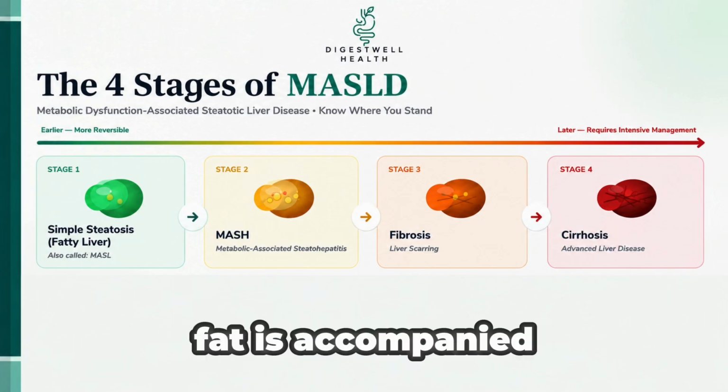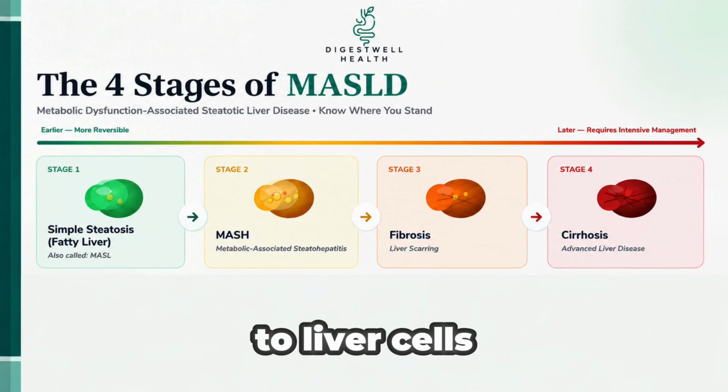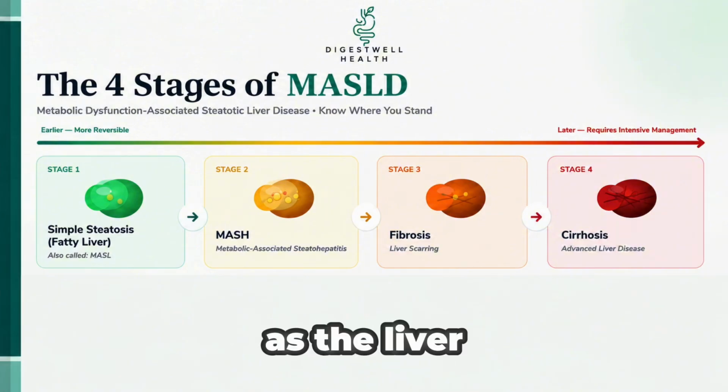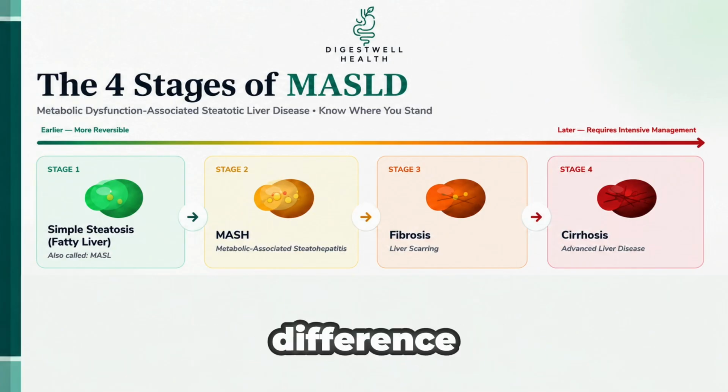Stage 2 is MASH, Metabolic-Associated Steatohepatitis. This is where fat is accompanied by inflammation and actual damage to liver cells. Think of it as the liver being under chronic stress. At this stage, lifestyle changes still make a significant difference, but the window is more urgent.